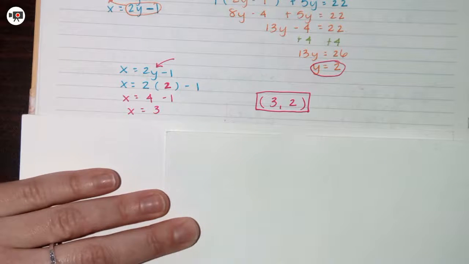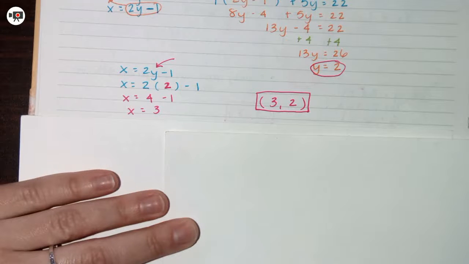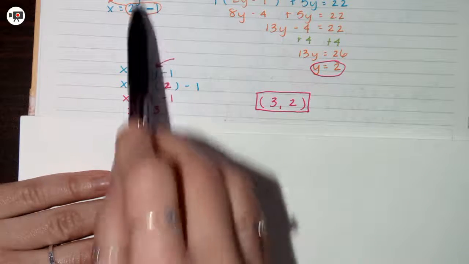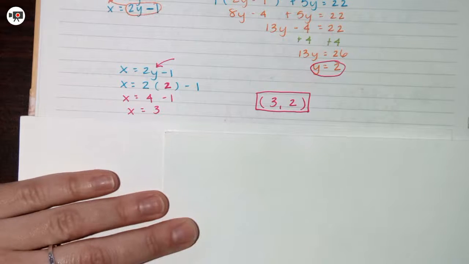This is the same thing that we were doing in the last section, but we're solving it not by graphing, we're solving it algebraically. So this point represents where the two lines will intersect on the graph.